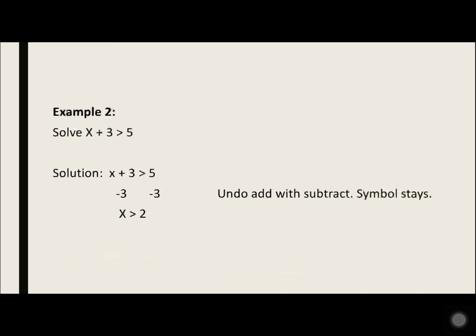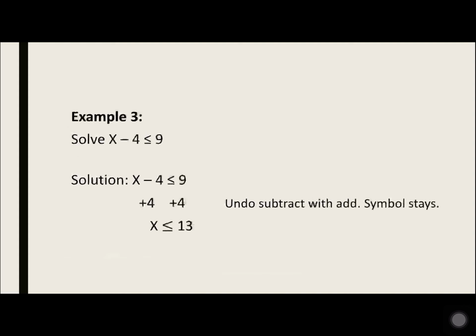Solve. X plus 3 is greater than 5. Undo add with subtract. When you subtract, the symbol stays. Example 3. X minus 4 is less than or equal to 9. Undo subtract with add. The symbol stays when you add.